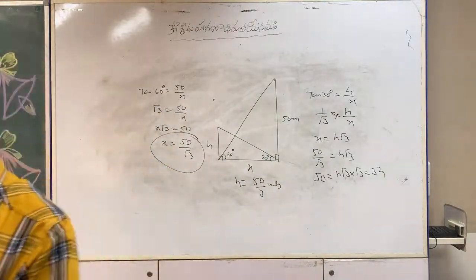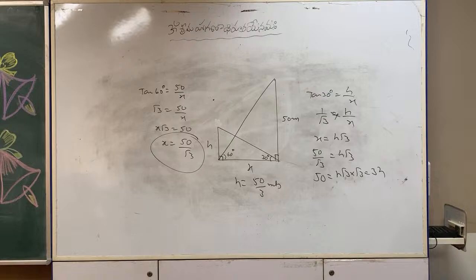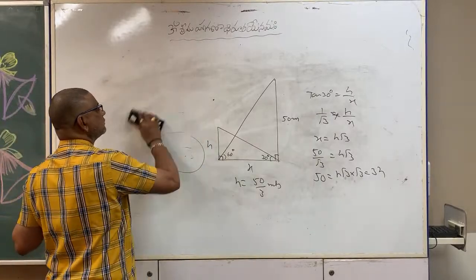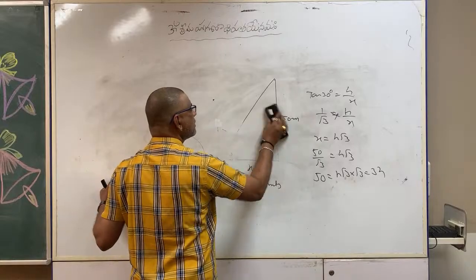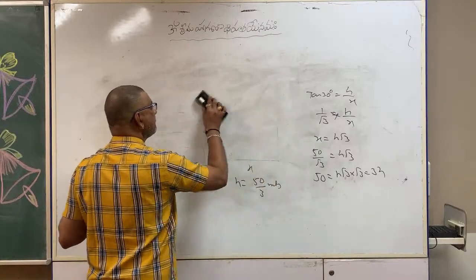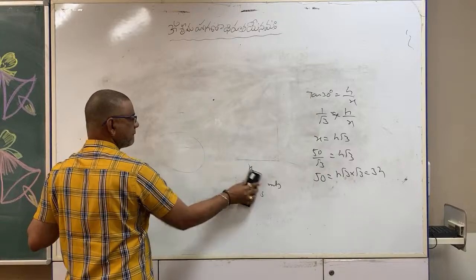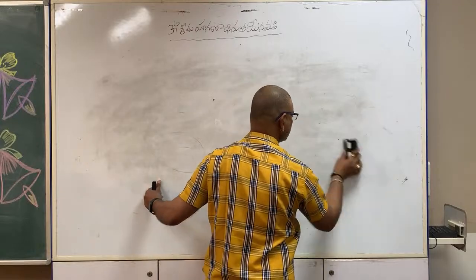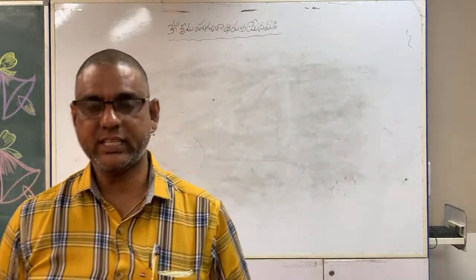Height of the building is 50 by 3 meters. Okay, children. Only 30 are there. Next question.